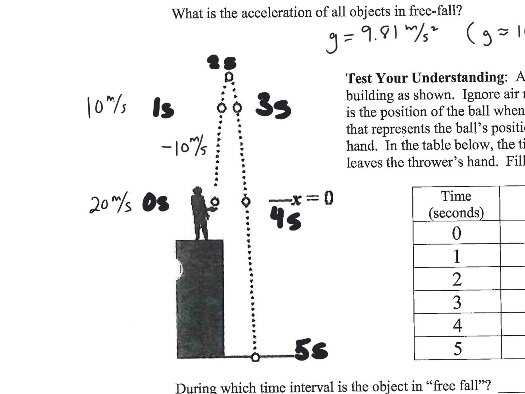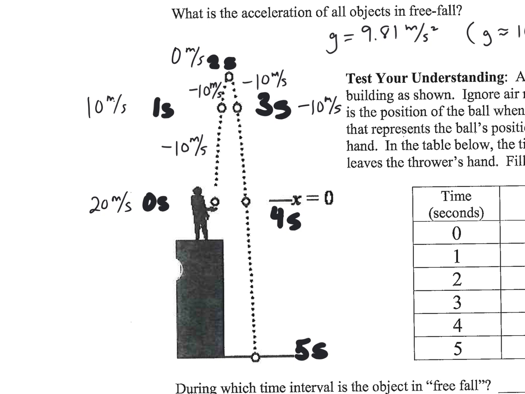And then in the next second, it's also going to change by 10 meters per second. So what is its velocity at the top of its arc? Doesn't that make sense? And then what is the velocity in the next second? It's going to change by negative 10, so it is negative 10 meters per second. Why did the sign change on the velocity? Now it's going downward. It's showing the change in direction, isn't it?